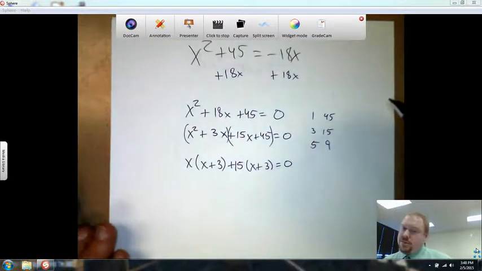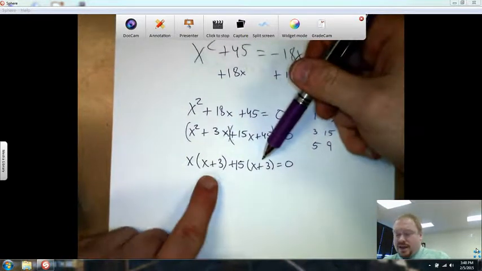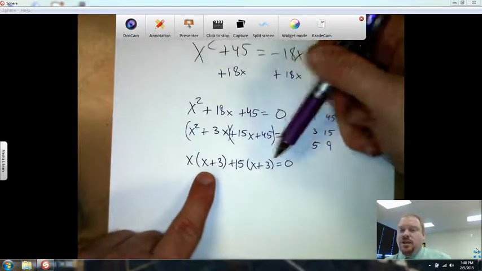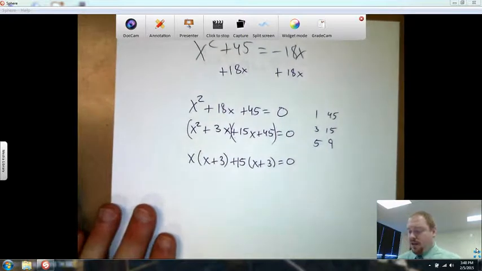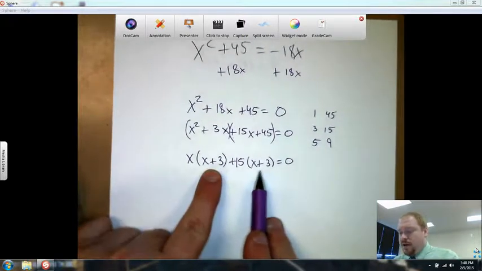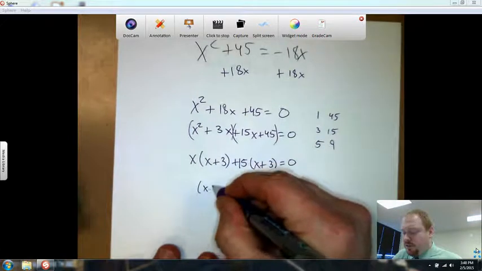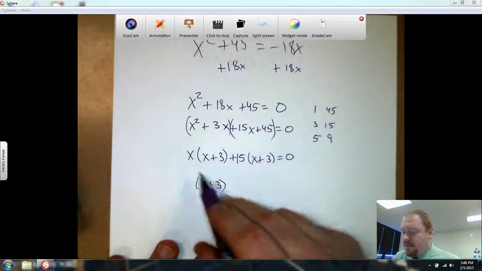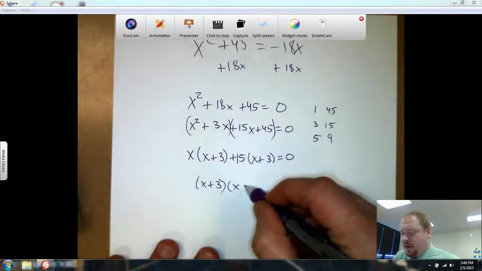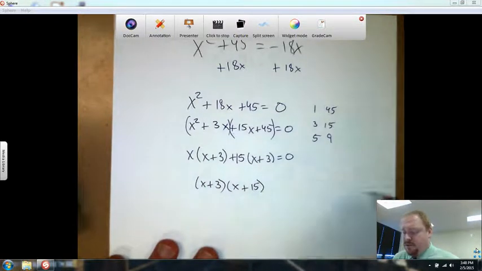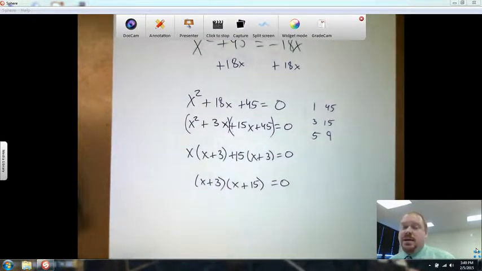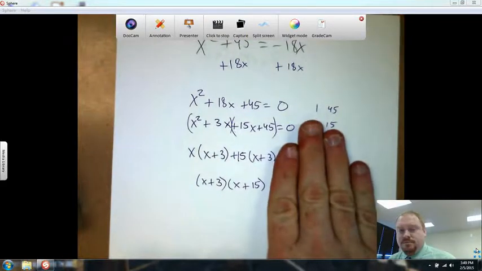This is my checkpoint. If these two parentheses are the same, I'm home free. I'm in good shape. So now, I'm just going to write down what's in the parentheses one time. Then I'm going to write down what's not in parentheses: x plus 15. Then equals 0. Okay. I'm done if there is no equal sign to this. Okay, I can stop right there.